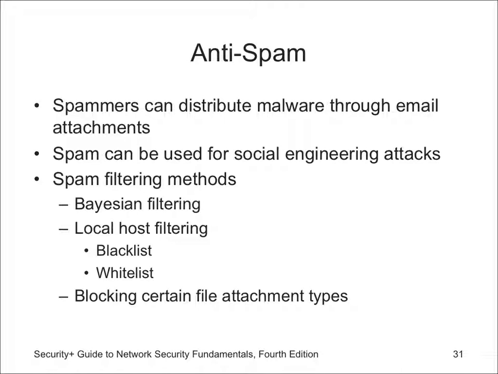But the different types of spam filtering methods include Bayesian, local hosting, which is like blacklisting or whitelisting, and then blocking certain attachment types. Let's say you got a PDF or an executable. Definitely you want to block those, right? Maybe a software-generated XLS, where software creates an XLS for some type of automated system to start when you fire up an Excel spreadsheet.